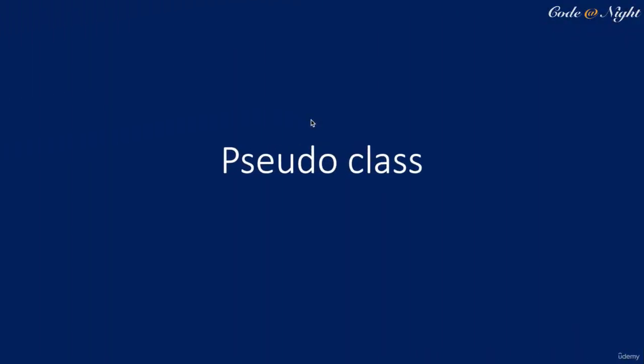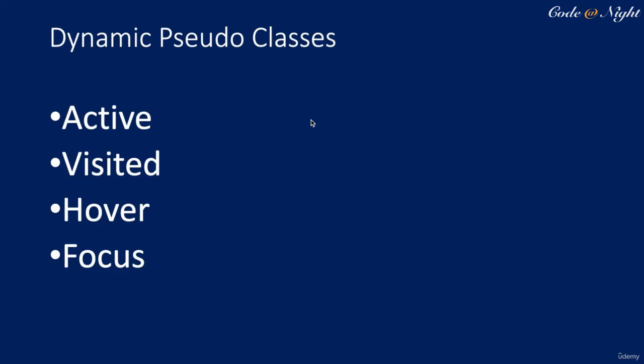In this part, we are going to introduce the pseudo classes and how to use the pseudo class in CSS. There are two major types of pseudo classes. One is dynamic and the other is structural. The dynamic pseudo classes are used to specify the state.